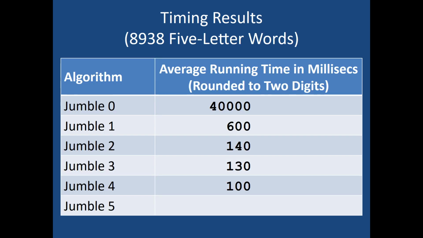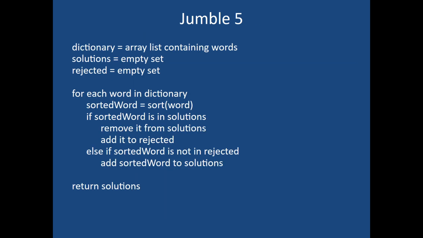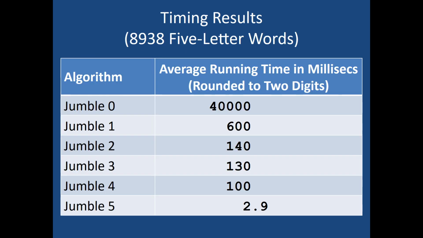100. Yes. Of course, the slides are online. You're not looking at them. Yeah, I'm not looking at it. Okay, and then Jumble 5, which you know what that is. So 100, remember, that's a tenth of a second. 100 milliseconds. There's Jumble 5. 2.9. So that makes a huge difference.